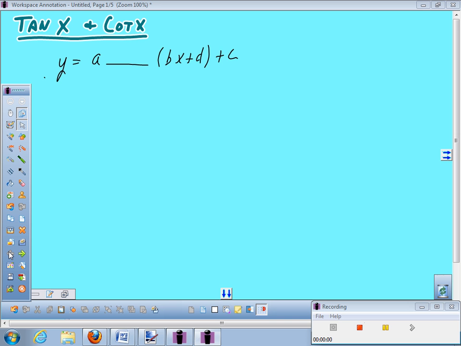I want you to make the connection between the other four trig functions and tangent and cotangent. They're very, very similar. So one more time here. If I do tell you that the blank is filled by sine or cosine, how do you find the amplitude?